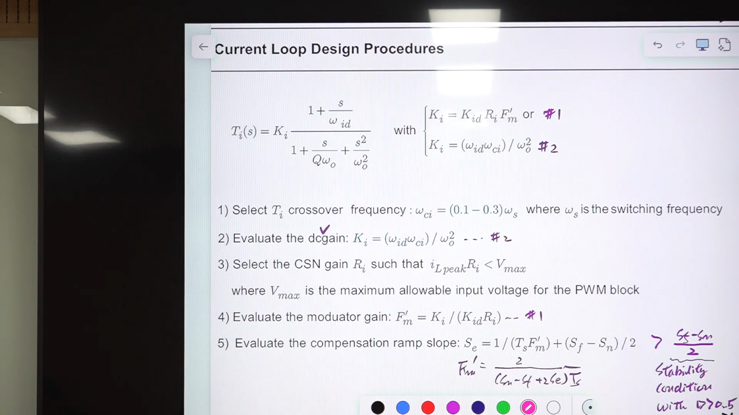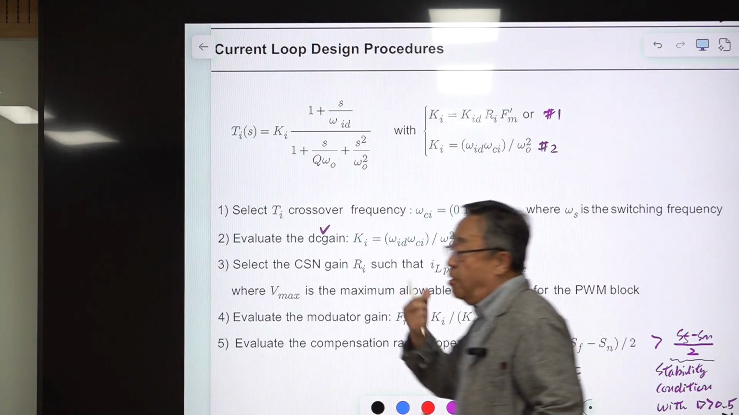Okay. And select the current sensing network gain. So Ri is the current sensing network gain. This is the maximum peak current of the inductor current. And the product of them is the peak value of the feedback signal, the peak magnitude. That signal should be below the maximum value determined by the control chip or something else.